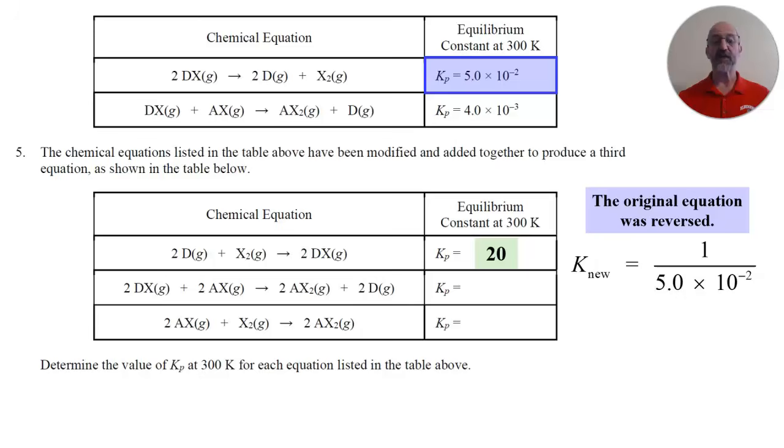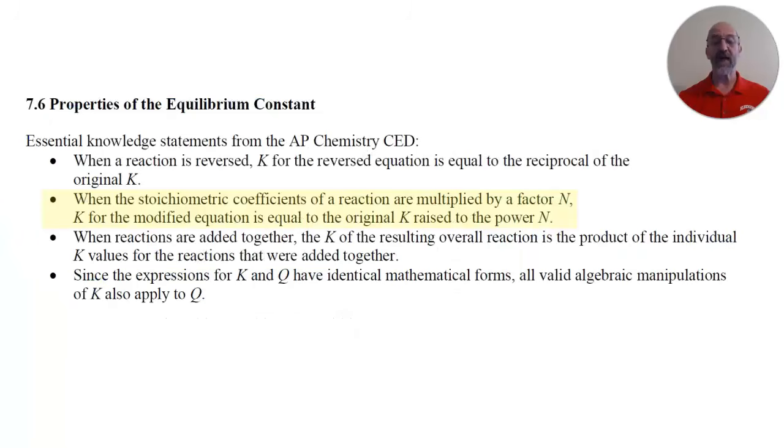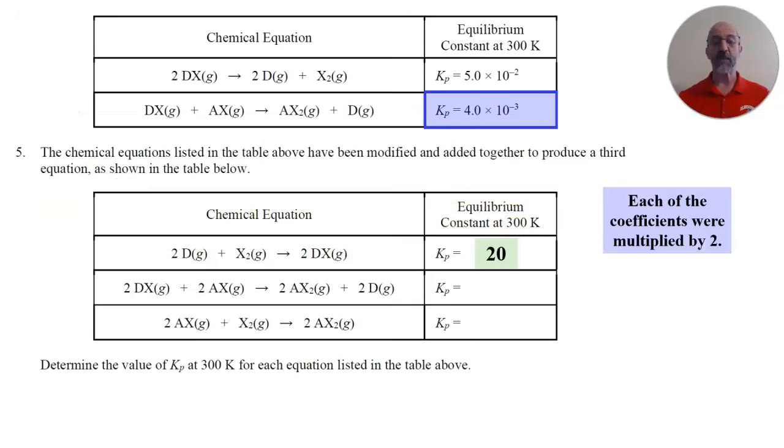Now, the next modified equation would be this particular one, and it looks like the change that was made is that each of the coefficients in the original equation was multiplied by 2. Again, that will mean that the new value of K will be the original value of K raised to that power. So if I take the original K and I square it, 4 times 10 to the negative 3 squared will give me the new value of K for this modified equation. And when I do that math, I get 1.6 times 10 to the negative 5.